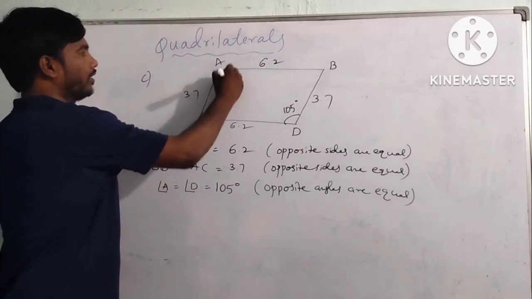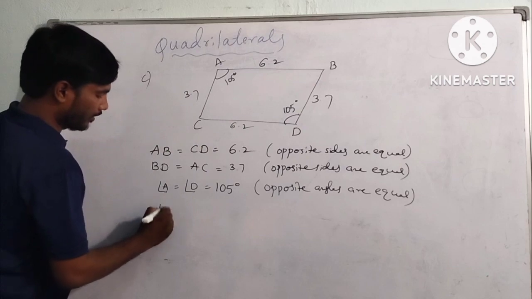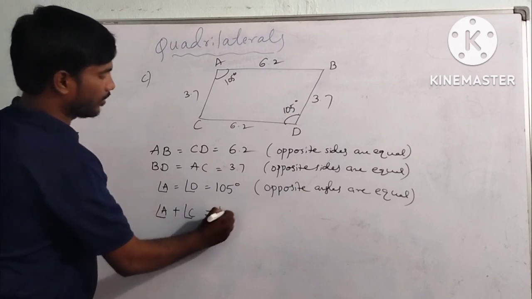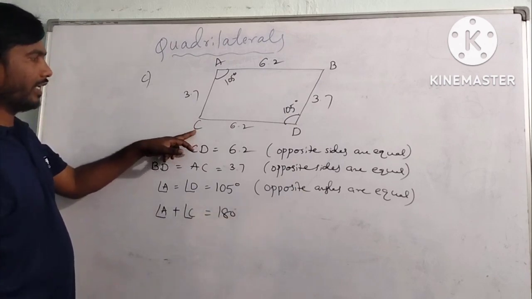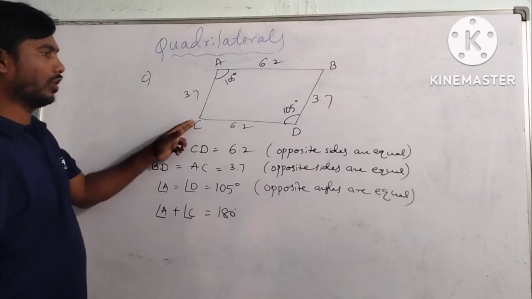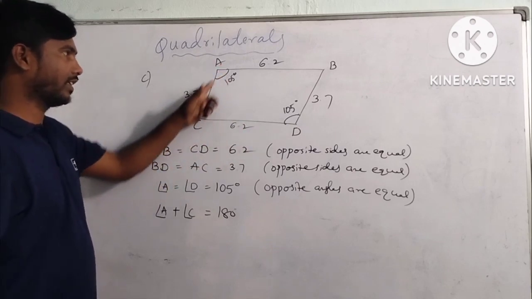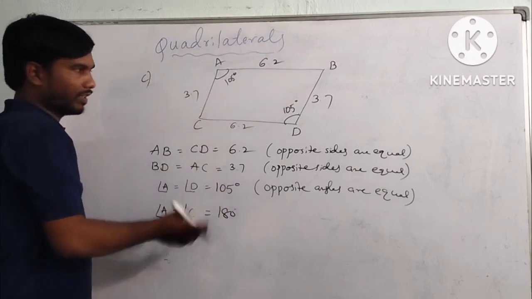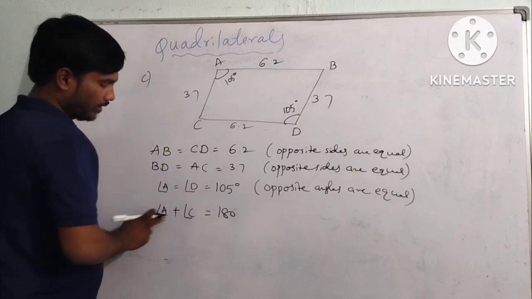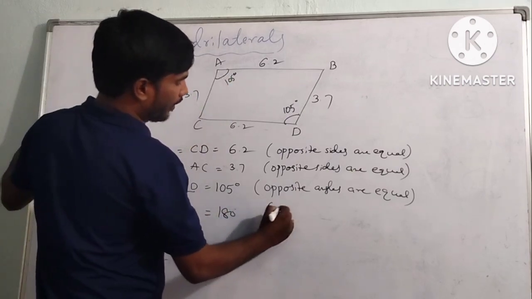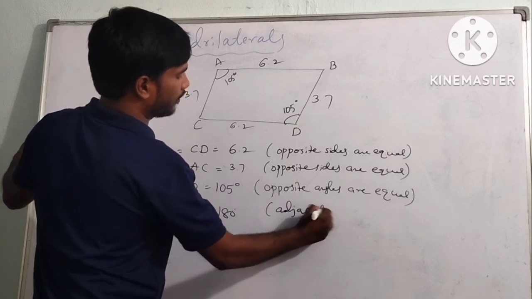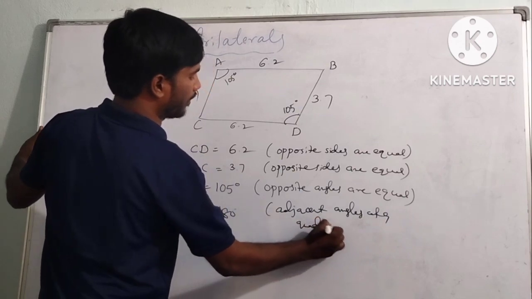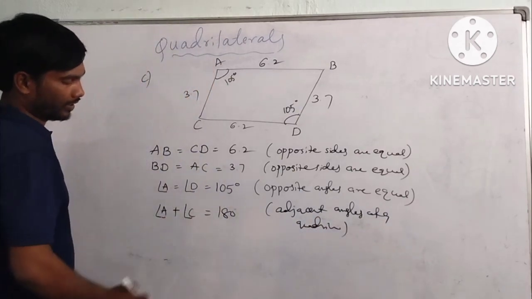Now coming to C, angle A plus angle C. How much? 180 degrees. See, earlier D was there, here now C is there. Don't look at the alphabet, just adjacent angles, sum of adjacent angles. In some other problems there may be PQRS, some other different alphabets. Don't look at the alphabet, just look at the location. Angle A and angle C is equal to 180. Why? Adjacent angles of a quadrilateral. A plus C is equal to 180.